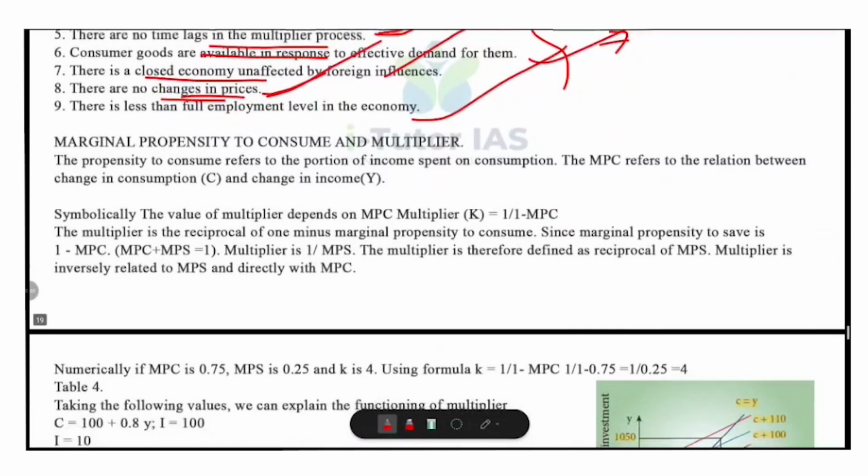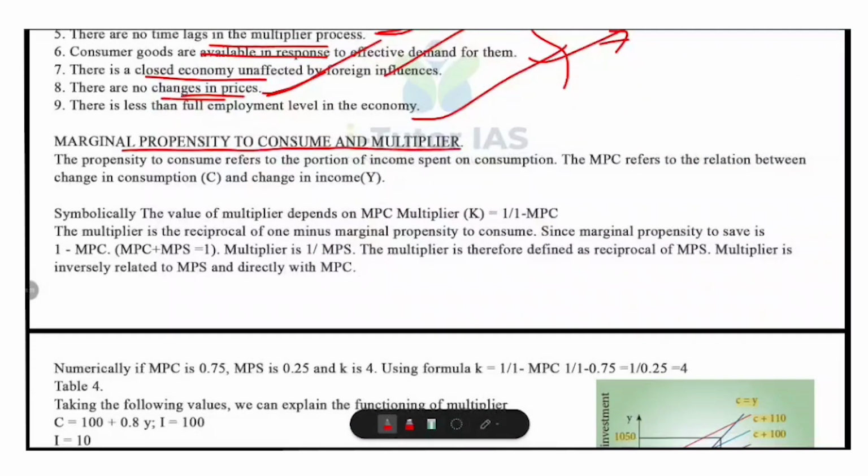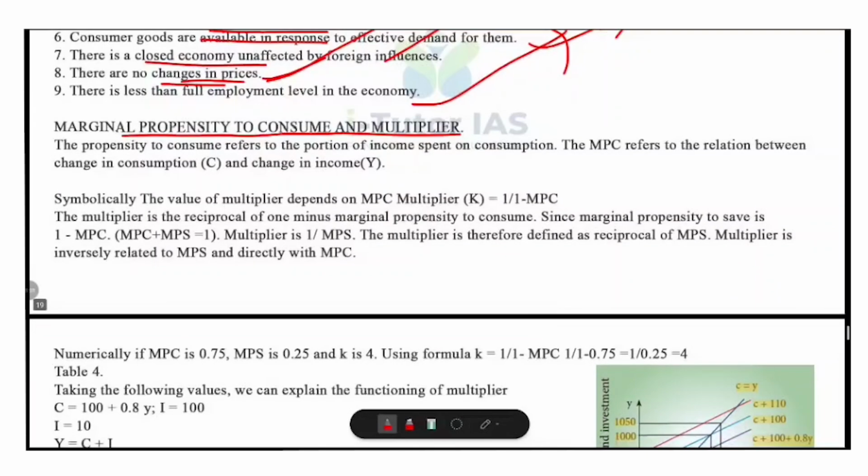Now let's move to the next topic, that is marginal propensity to consume and the multiplier. First, there are many steps to understand here. Step 1 is understanding propensity to consume. That is, what is meant by propensity to consume. The propensity to consume means how much of your income you spend on consumption. That is, out of every extra ₹1 you earn, a portion is spent, that is consumed, and a portion is saved. That is called propensity to consume.